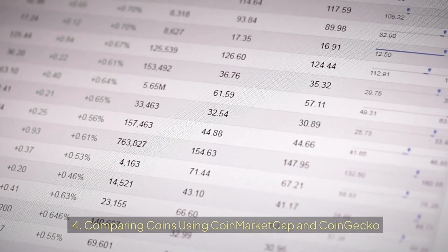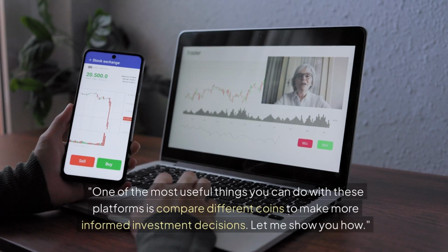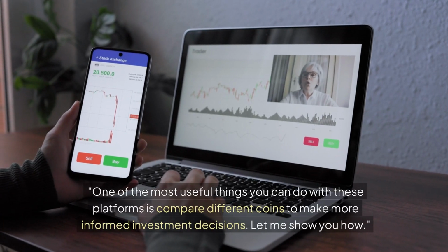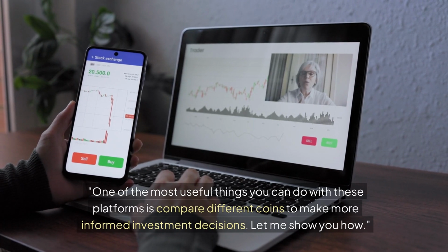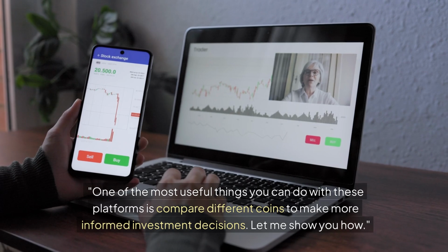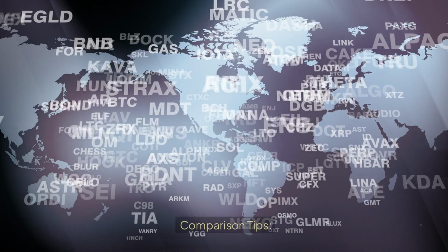4. Comparing coins using CoinMarketCap and CoinGecko. One of the most useful things you can do with these platforms is compare different coins to make more informed investment decisions. Let me show you how. Comparison tips.